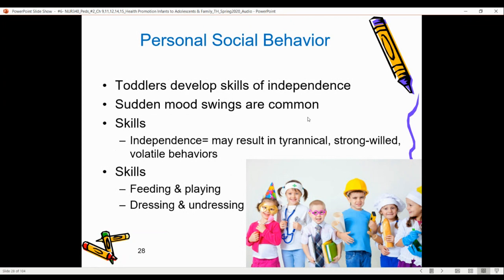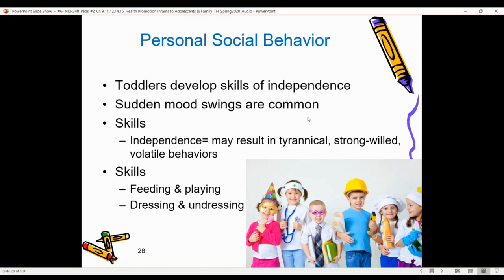So it does lead to those tyrannical, strong-willed behaviors, the temper tantrums. Literally sometimes they're trying to get themselves dressed and they can't get the shirt on, and then the next second they're in a mess on the floor in a temper tantrum. It's just because they're so frustrated at trying to learn that skill, and they think they can do it, and then they can't do it, and it leads to these temper tantrums. And it is, again, a normal thing for us to see temper tantrums at this age.